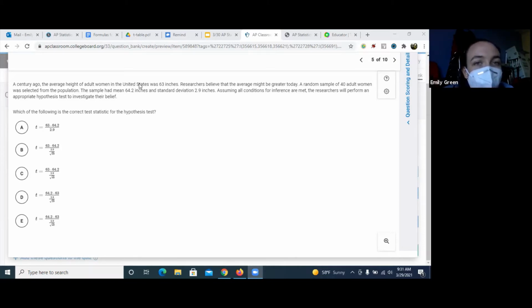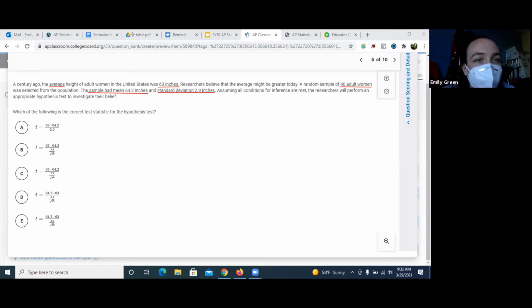So notice that we have a few important things going on here. I always want to look back at the problem to see what information I can get. I know that the average height, so we're looking for the mean, is 63 inches. And I know that in a sample of 40 adult women, they found that the sample mean was 64.2 inches. So now I'm looking at the population mean, 63, and the sample mean, 64.2, and then that standard deviation of 2.9 inches. So we're going to use these to find our test statistic.